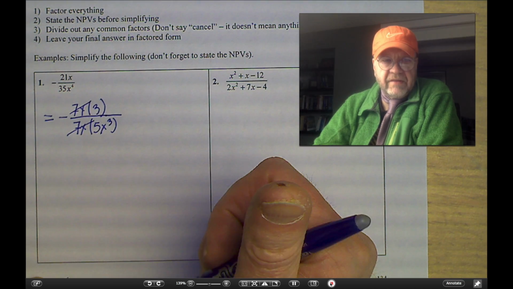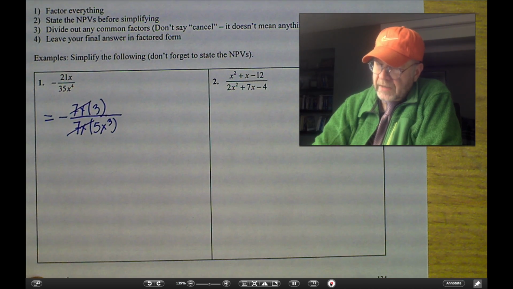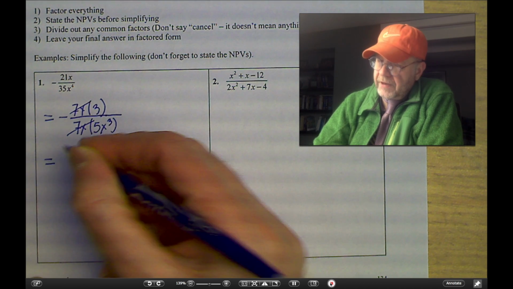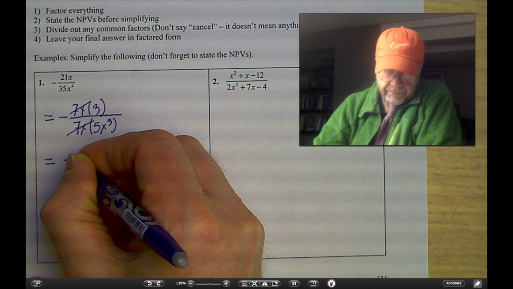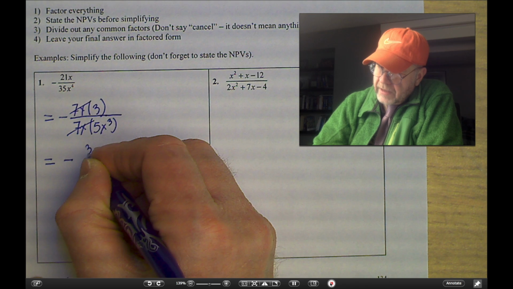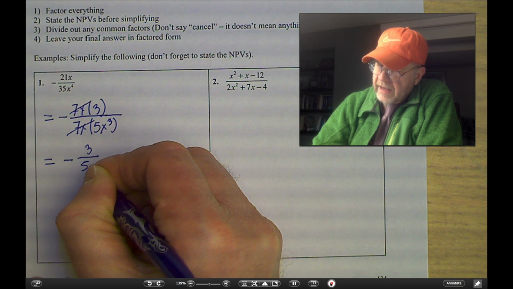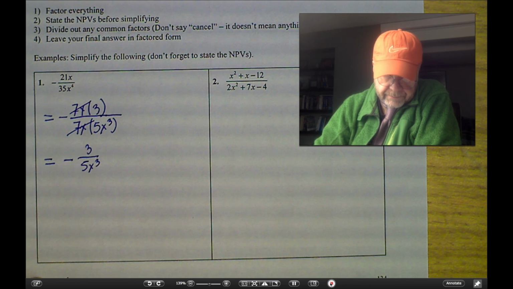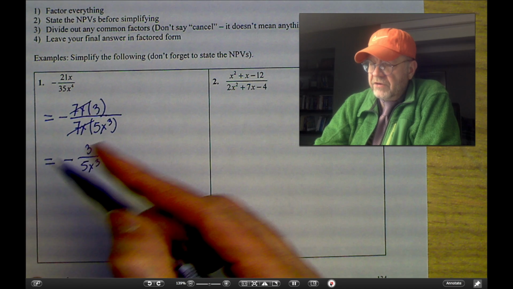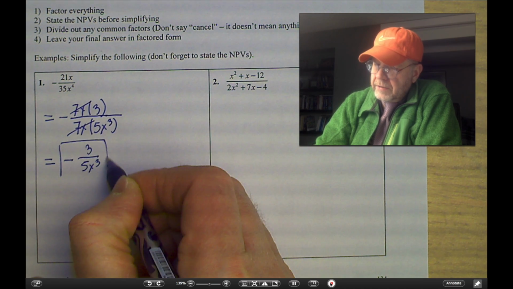Because 7x divided by 7x equals 1. All right? And so what's our next step here? Well, we're left with a negative still, and we have 3 over 5x cubed. That's what we got. So there's your simplified expression.